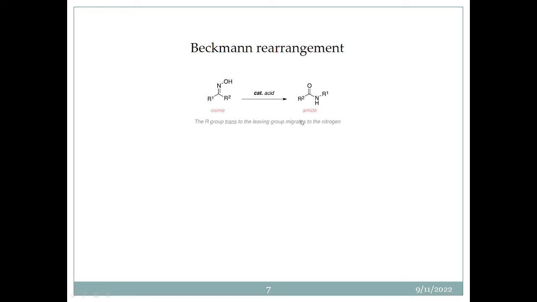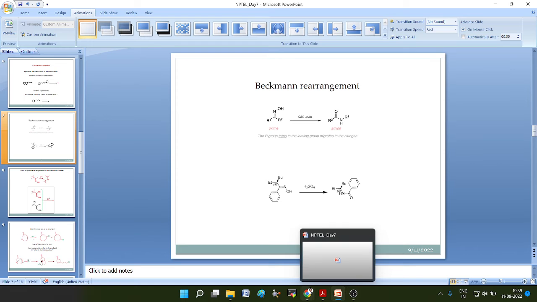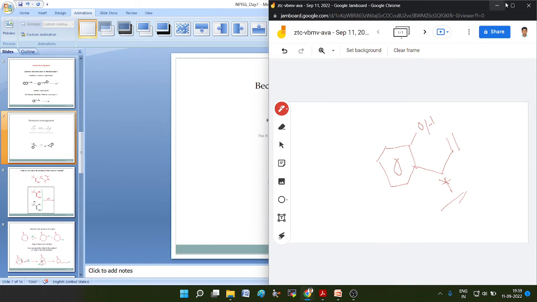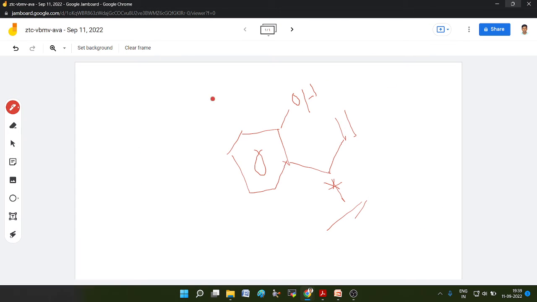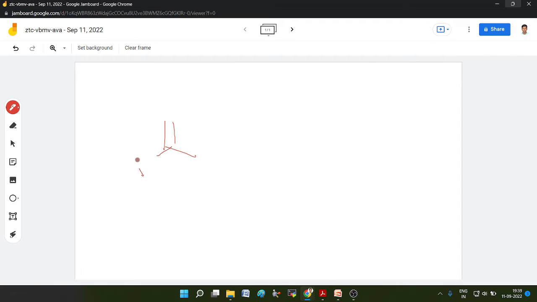Now let me show the mechanism, and then I have some questions on this. Sharing. Okay. So what we have is very simple. R1 and then A. Sorry.